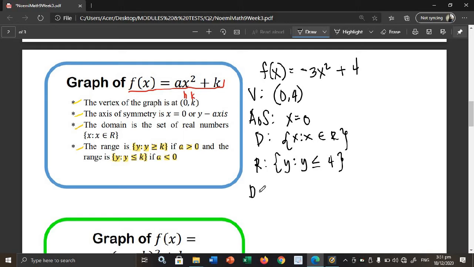And then lastly, the direction of the parabola is also based on the sign of your coefficient in the quadratic term. So, in this case, a is negative. Therefore, the parabola will open downwards.